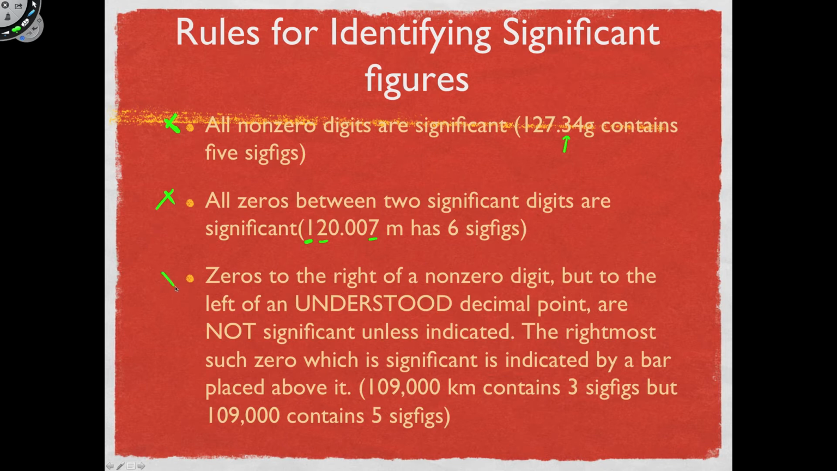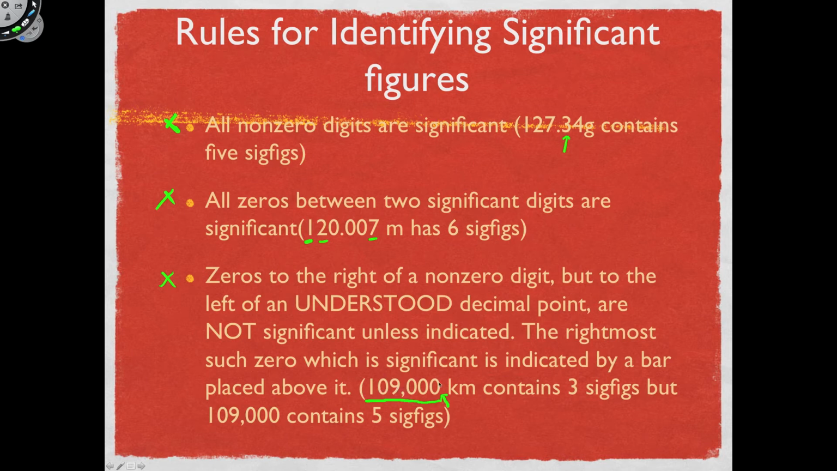Sandwiched zeros are significant. Then we start to deal with zeros that are to the right of a non-zero digit. Let's take a look at this number here. The 1 is a significant figure because of Rule 1. The 9 is a significant figure because of Rule 1. This 0 is significant because it's sandwiched in between the 1 and the 9. So far we have 3 sig figs. Okay? These zeros here, are they to the right of a non-zero number? Yes, they are to the right of the 9. Are they to the left of an understood decimal point? Now our decimal point would be understood to be where? Right there. But it's not written. They are to the left of an understood decimal point. So according to this rule, those zeros would not be considered significant. So this measurement, 109,000 kilometers, has 3 sig figs.